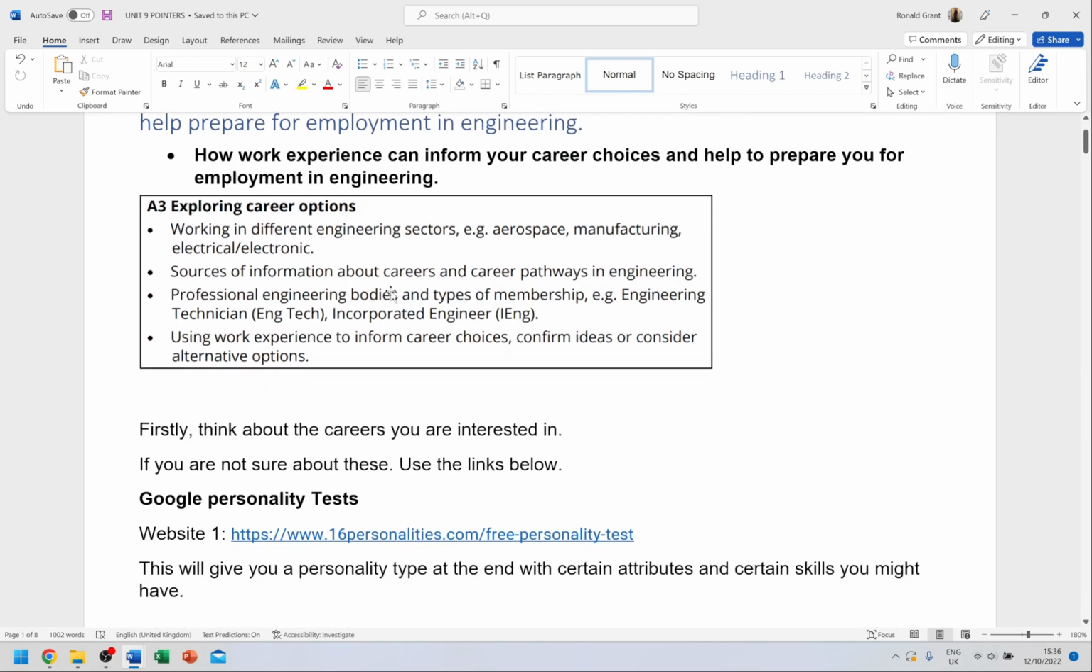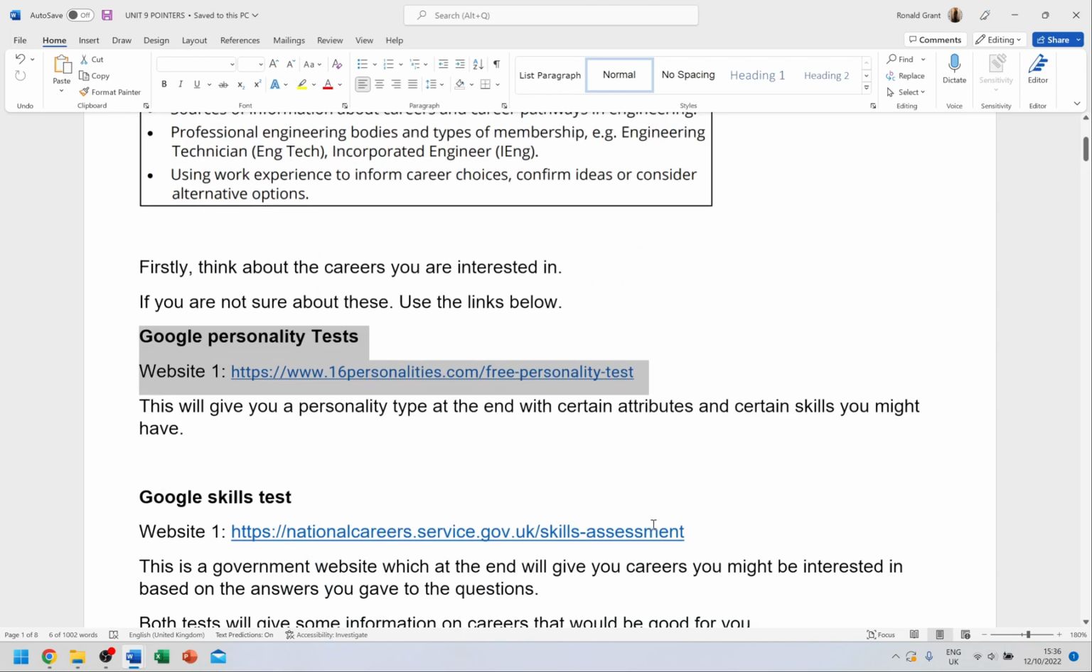So the first thing we need to figure out is what do you actually want to do? Firstly, think about the careers you're interested in. If you are not sure about these, then you can use these links. I'll drop both links in the description as well. If you're not entirely sure what kind of engineer you want to be or what field in engineering you want to be in, these skills tests and personality tests are going to assess who you are.